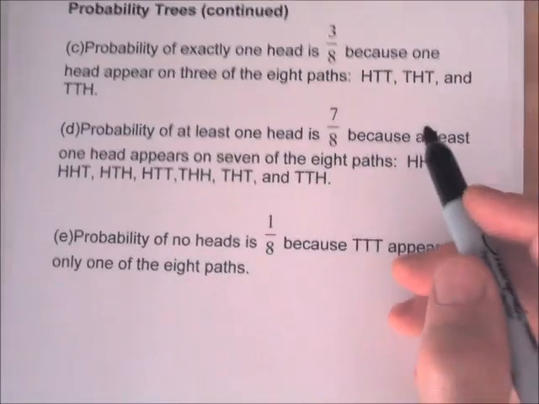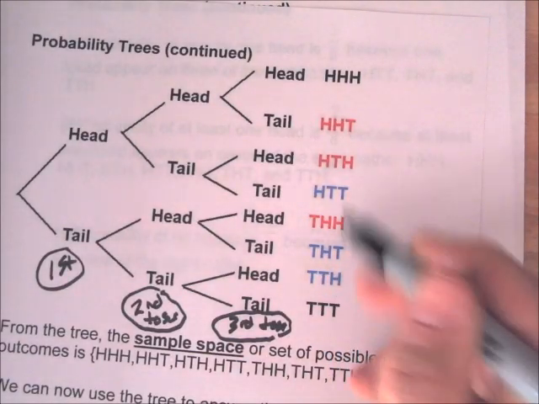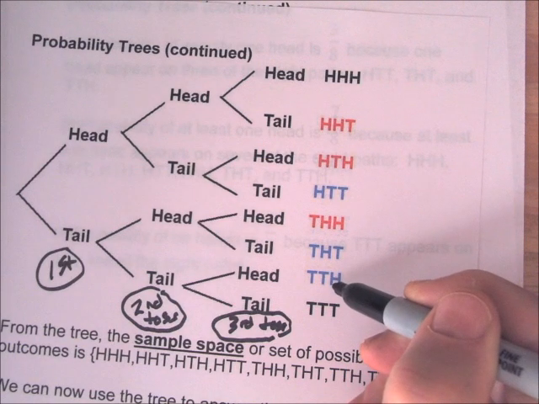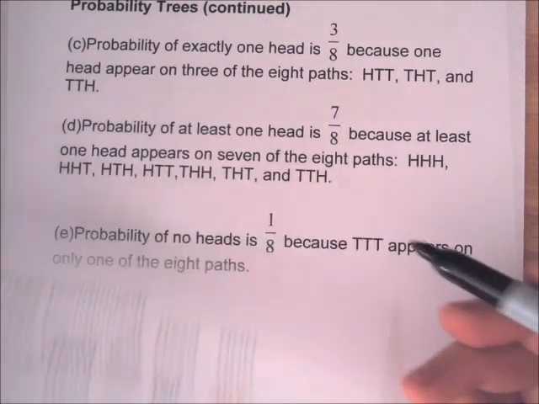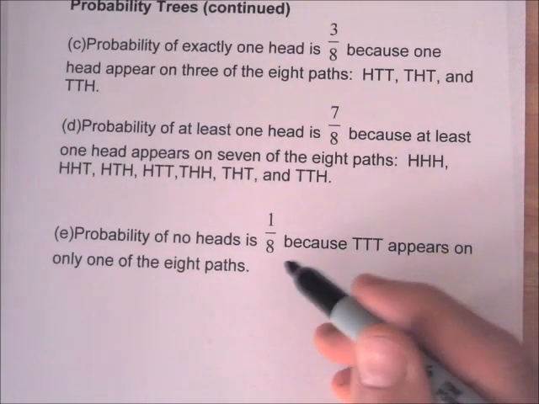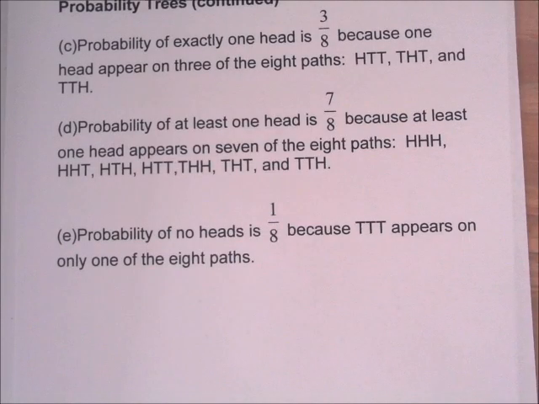Probability of at least 1 head, that means 1 or more, and there's the 7 top paths all have at least 1 head. The only path that doesn't have any heads is the bottom path. So the answer, probability there is 7 out of 8. Probability of no heads, that's all 3 tails, that's the bottom path, that's 1 out of 8. And that concludes this presentation.